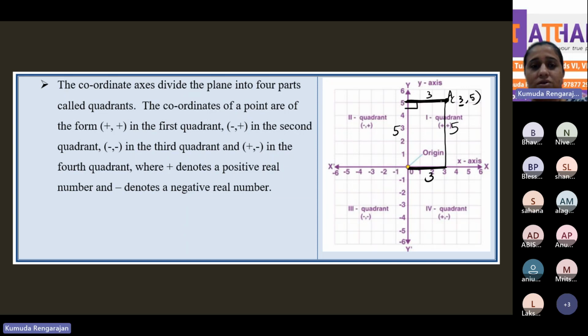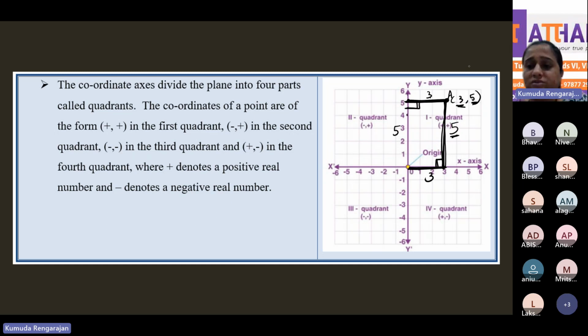And you can see that the distance of the point A from the Y axis is 3 units. This is the perpendicular distance of the point A from the Y axis, and that is 3 units, which is the X coordinate. And we are interested in this line segment because it again connects the point A to the X axis. So this line segment represents the perpendicular distance of the point A from the X axis. And that's 5, which is the Y coordinate. So the X coordinate represents the perpendicular distance of a point from the Y axis. The Y coordinate represents the perpendicular distance of the point from the X axis.